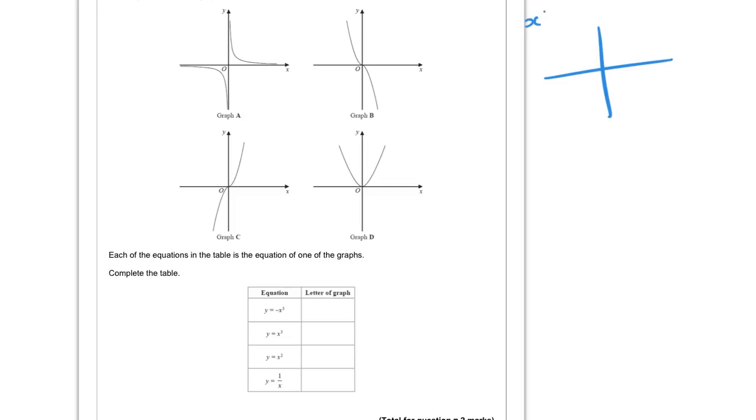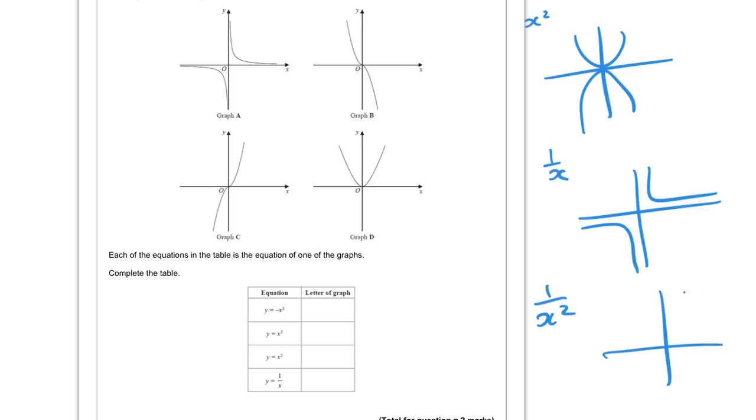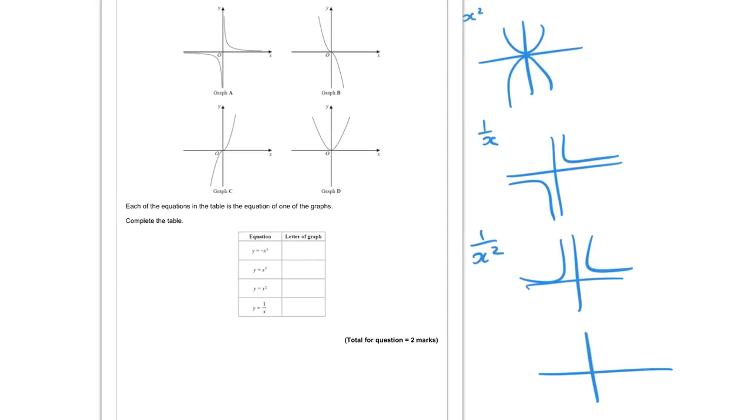Number 1, quadratics. Any x squareds are either like a happy face or a sad face. Number 2, 1 over x. The graph always looks like this. 1 over x squared. If you just learn the shape of these graphs, it always looks like this. And a cubic graph looks like x cubed, or negative x cubed would look the other way. Let's start from, there we go, something like this, okay? These are terrible drawings. If you want to know more, you can have a look at my A-level chapters.